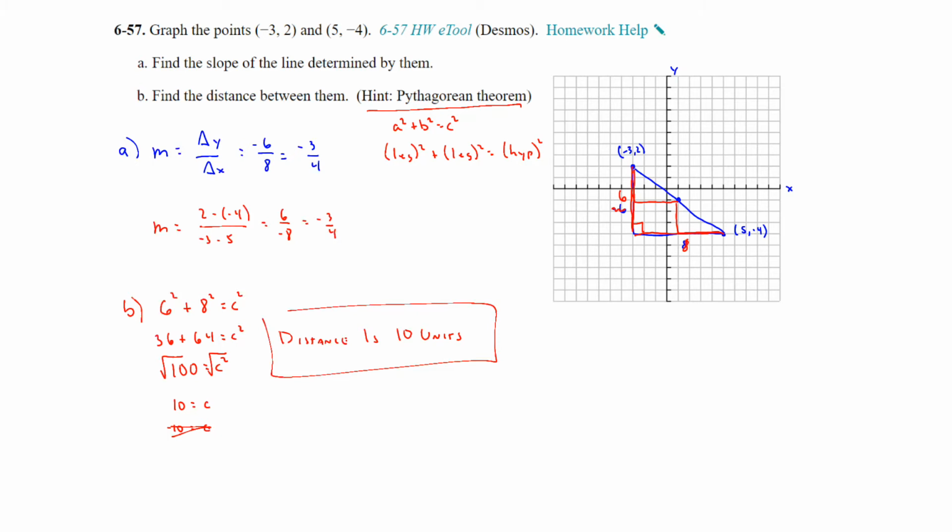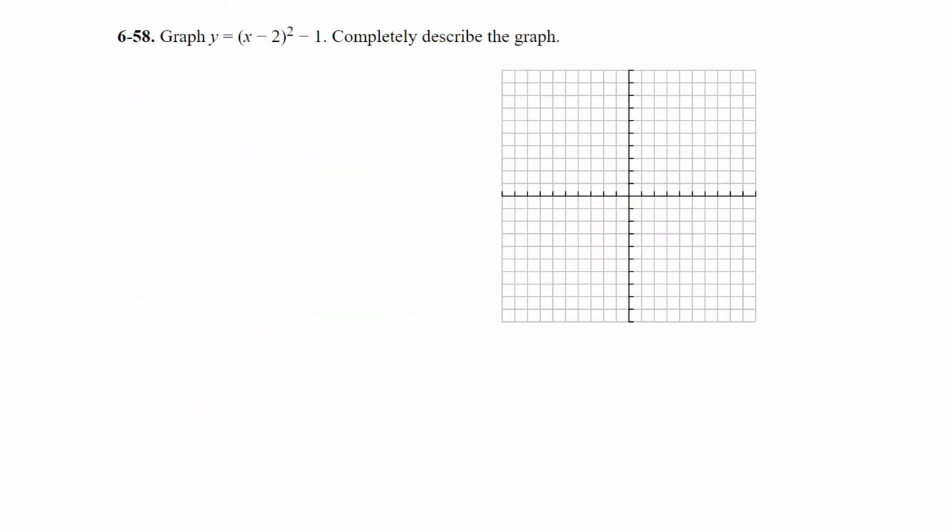And that's how you can find the distance between 2 points. Question 58, graph y equals (x minus 2) quantity squared minus 1. Completely describe the graph. So completely describe the graph. That goes back to one of our learning logs that I believe we did in chapter 1 or 2.